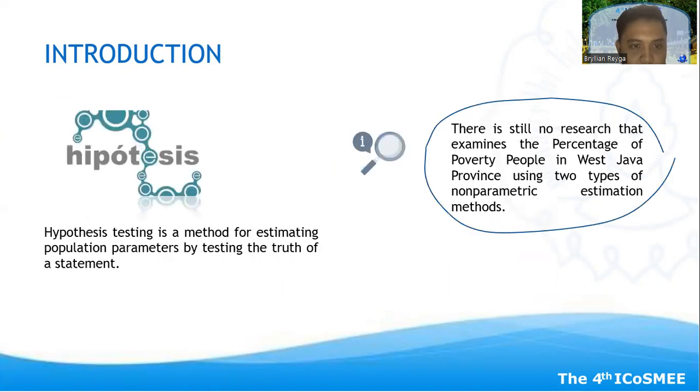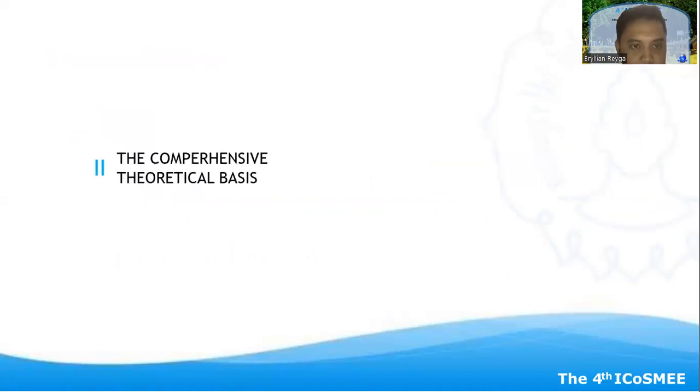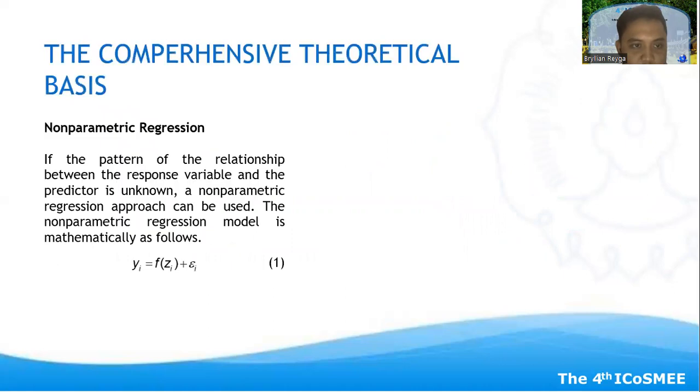Hypothesis testing is a method for estimating population parameters by testing the truth of a statement. There is still no research that examines the percentage of poor people in West Java province using two types of non-parametric estimation methods. Second, the comprehensive theoretical basis.